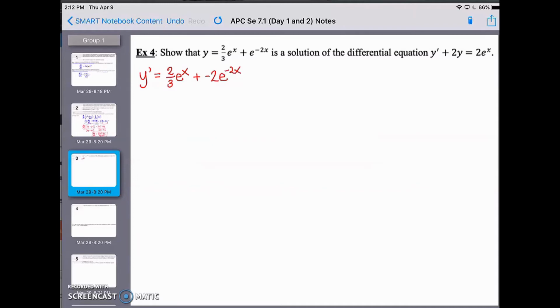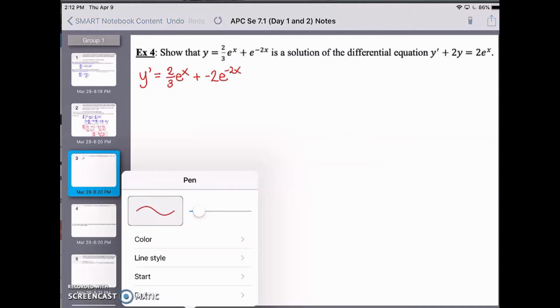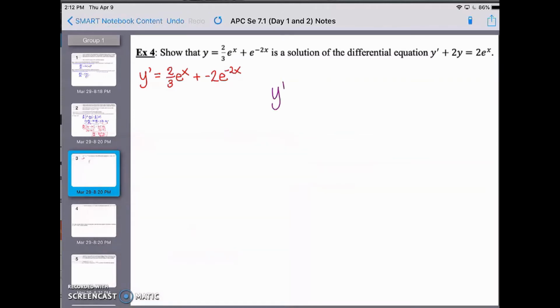Okay, so now I am going to take that given differential equation, which was y prime plus 2y equals 2e to the x. And my job is to show that this is true using my equation for y and my equation for y prime.